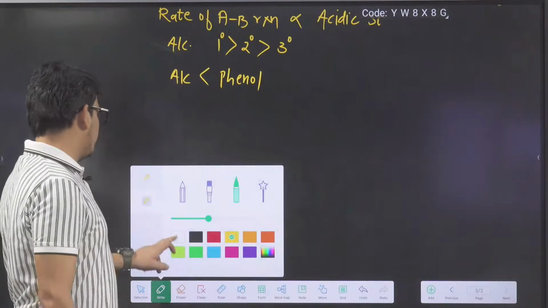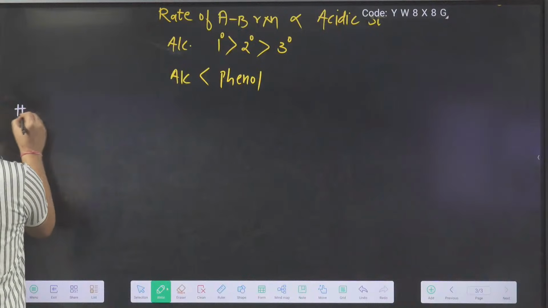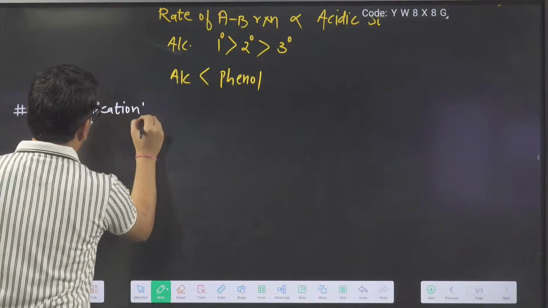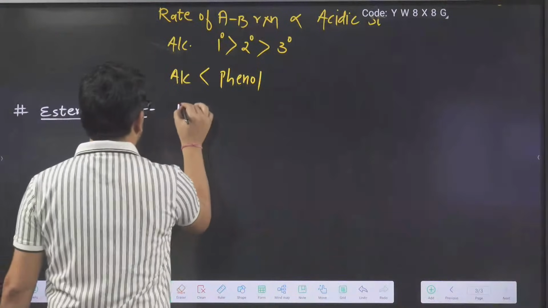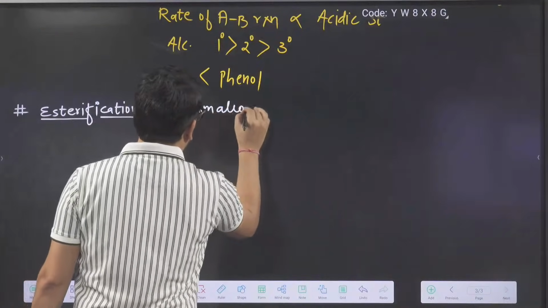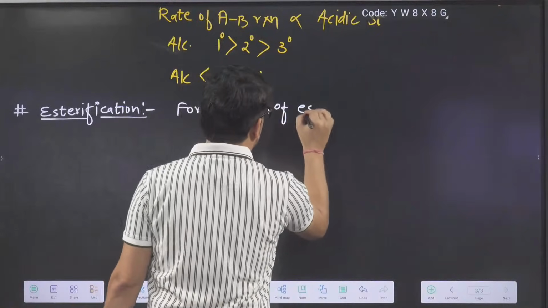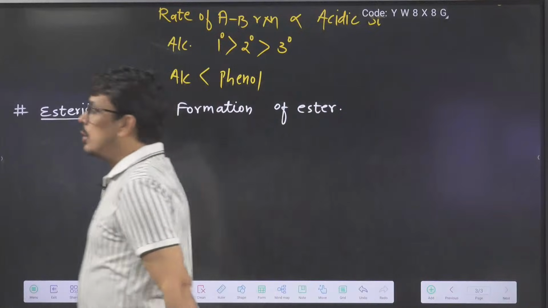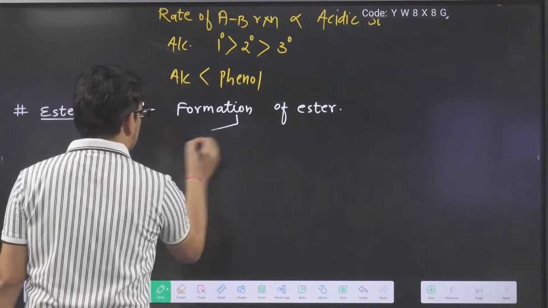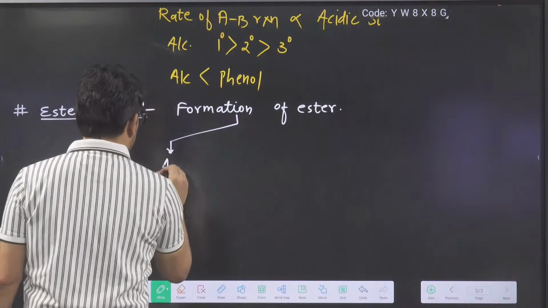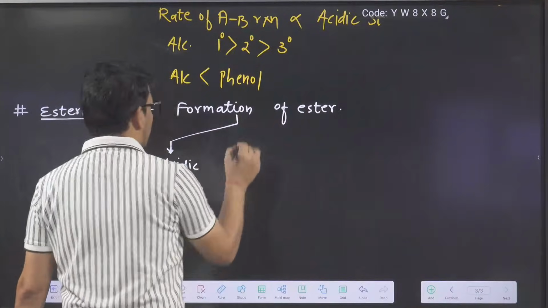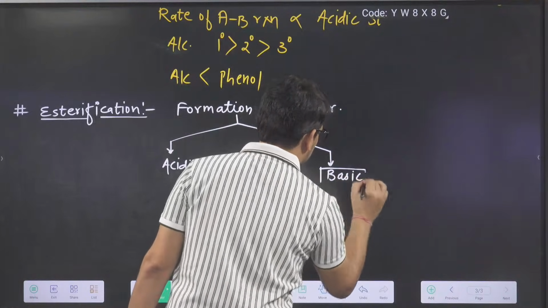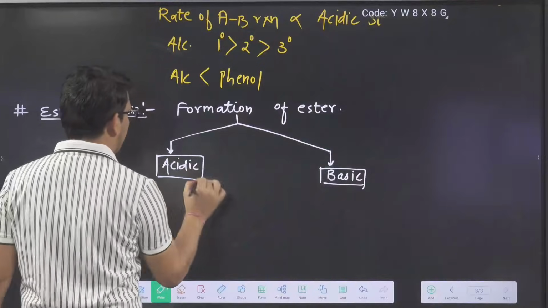Now, next part here. Esterification. Esterification means what? Formation of ester. So formation of ester in general proceeds in two mediums. One of them acidic and one of them in which medium? Basic.